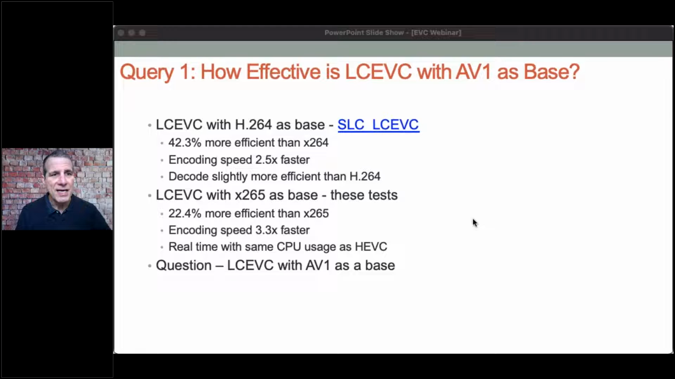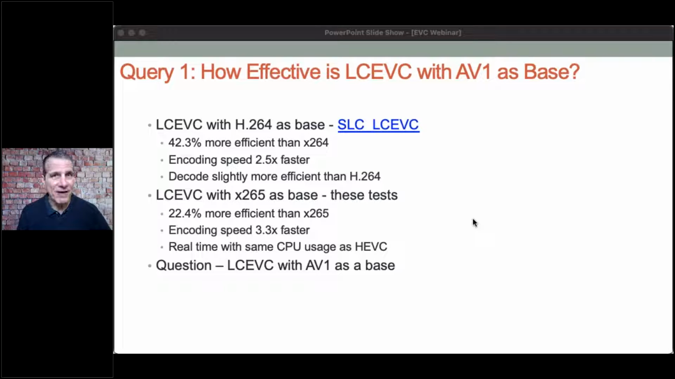So question one is, and these are tests that I've done after the article that we did in Streaming Media, how effective is LCEVC with AV1 as a base layer? Now, when I first tested LCEVC with H.264 as a base layer, specifically x264, it was 42% more efficient than x264 on a BD rate basis, not the encoding ladder, not the distribution pattern.